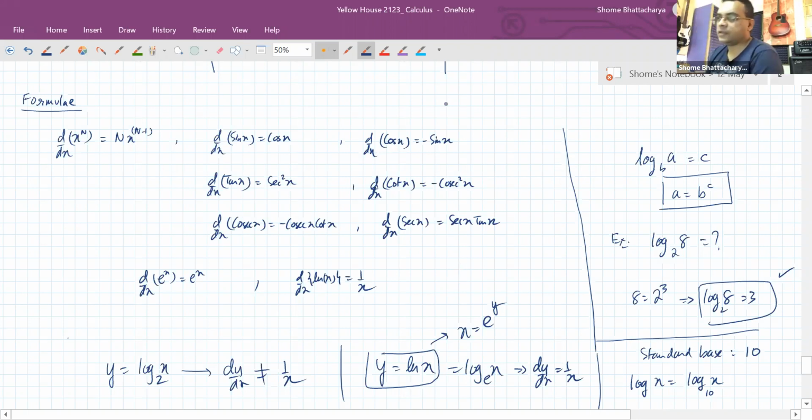Yes, sir. So then how to differentiate y is equal to log x to the base 2? Yeah, there is a way of converting the base. We will not get into that right now. Okay, sir.